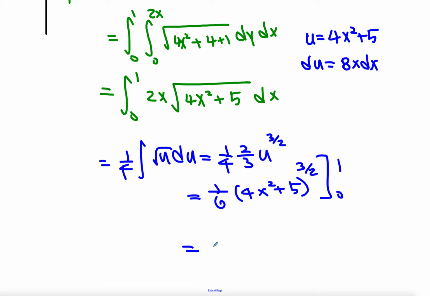So when you plug in the 1, what do we get? We get 9. Square root of 9 here becomes 3, so we get 1/6 and 27. But when you plug in 0, it becomes 5. So 5 to the 3 over 2 power is 5 radical 5. So minus 5 radical 5 becomes our answer. Alrighty, that was nice. Let's look at the next question.